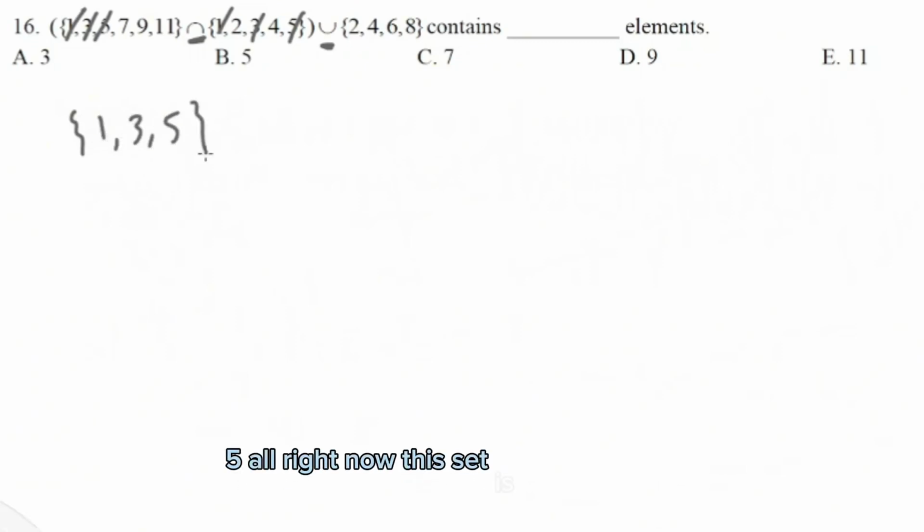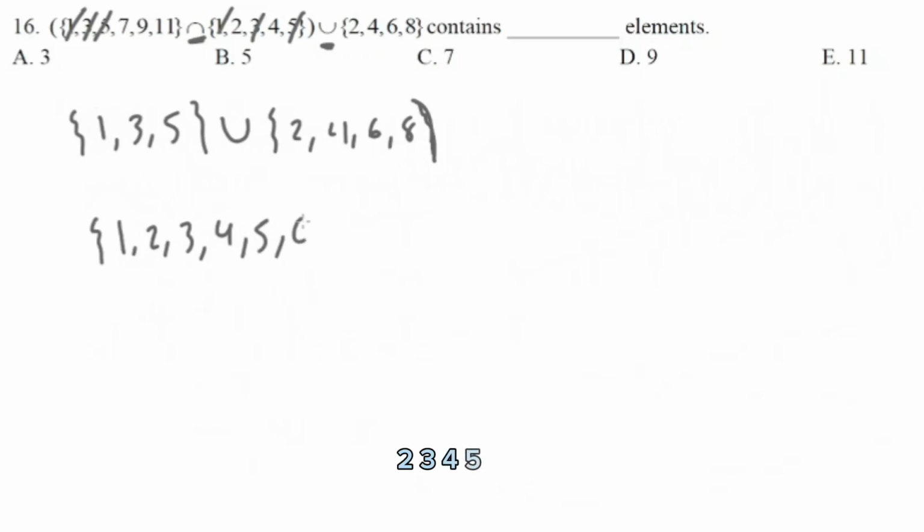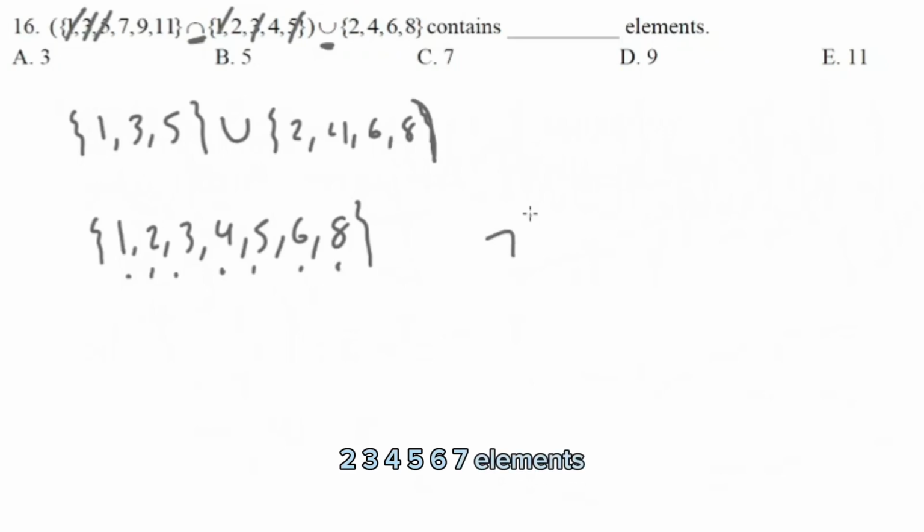Alright, now this set is unioned with 2, 4, 6, 8. So since there are no repeating terms, we can just combine these two, and since we sort from least to greatest, the new set becomes 1, 2, 3, 4, 5, 6, 8. Alright, now that we know this, we need to count how many elements it has. So that's 1, 2, 3, 4, 5, 6, 7 elements. And that's your answer.